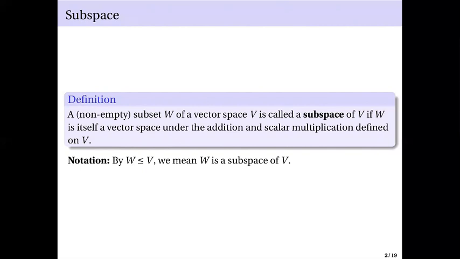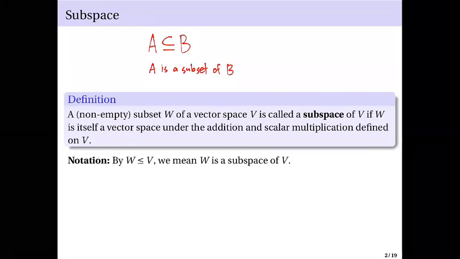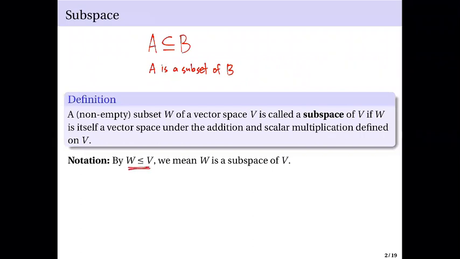Remember, maybe you have a notation that looks something like this, where you say that A is a subset of V. But for this notation here, W is a subspace of the vector space V. And since W is itself a vector space, it has addition and scalar multiplication, and they are the same operations from your bigger vector space V.